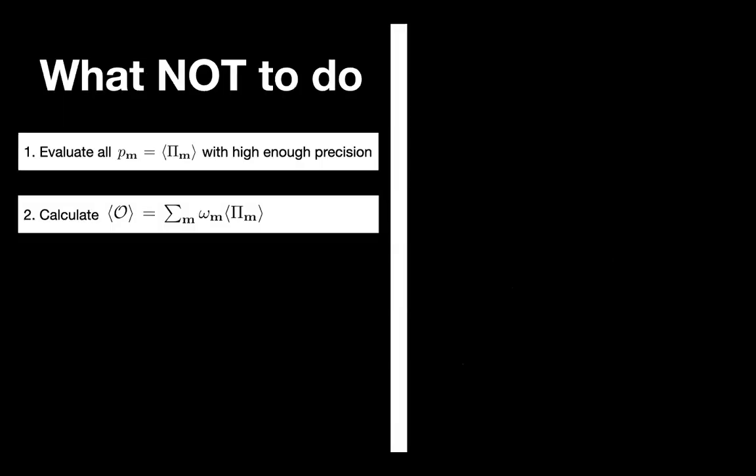And just to stress once again, because this is a key point, what is the change that we are proposing: what we are not proposing to do is to evaluate the pm by calculating the mean value of the effects pi m with enough precision and then calculate the mean value of O. This is not what we want to do. This is not the strategy we are proposing.